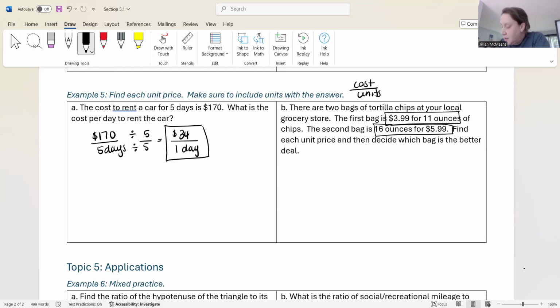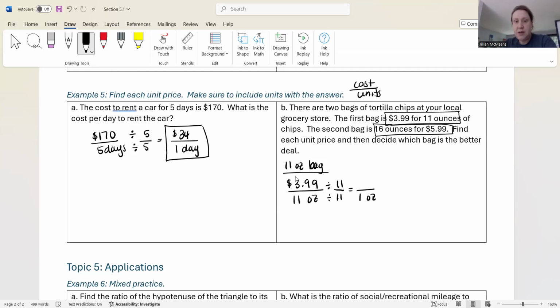So let's talk about the 11-ounce bag. You do just use oz as your abbreviation for ounces. You always take cost divided by units, so we want to take $3.99 and divide it by 11 ounces. Remember, the quickest way to force this denominator to be 1 is to divide the denominator by 11 and then do the same thing in the numerator. That makes my denominator just 1 ounce. And for the numerator, we're probably going to get an icky number, and that's okay. We know how to round.